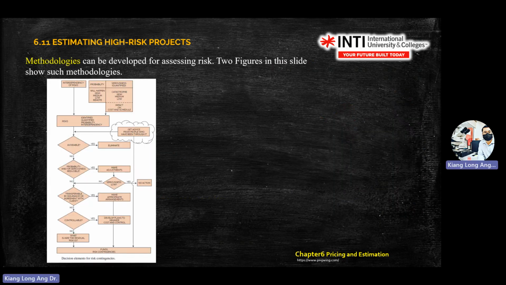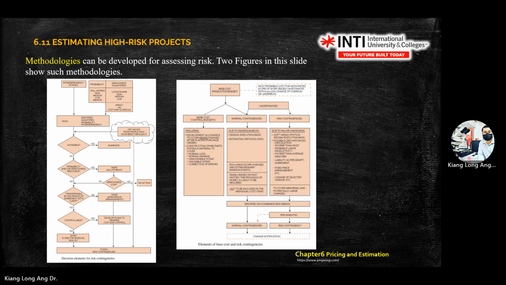Okay, so there are methodologies to develop the assessing risk also, a very lengthy process. So this one also you go and read at your free times, right? Go and digest what is happening from the top to bottom. Okay, so this is another one, for base cost and risk contingency. So there are 2 tables here. So go and read when you have free times, decision elements for risk contingency, element for base cost and risk contingency. So there are two tables there.